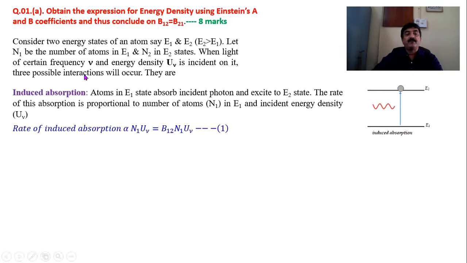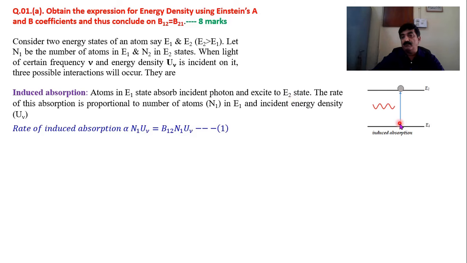Anyway, induced absorption takes place. First thing, I told you there are 3 possibilities. First, induced absorption will take place. What is induced absorption? Atoms in the E1 state absorb the incident photon and get excited to the E2 state.